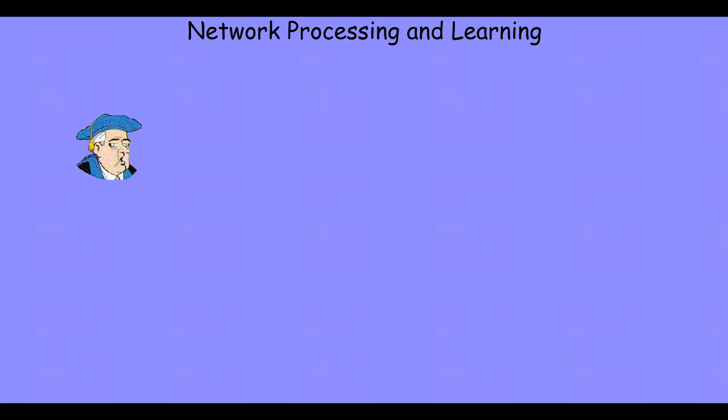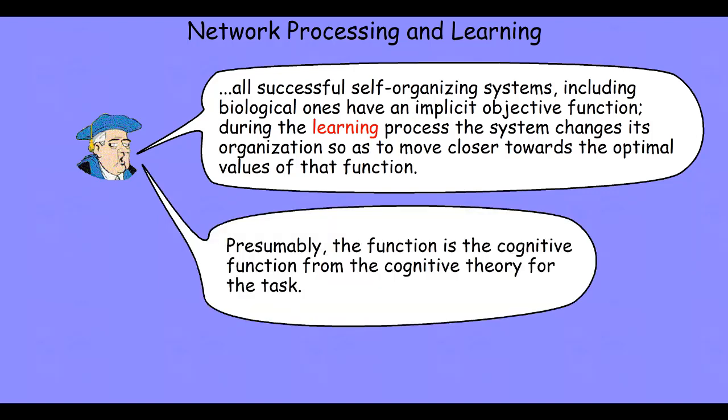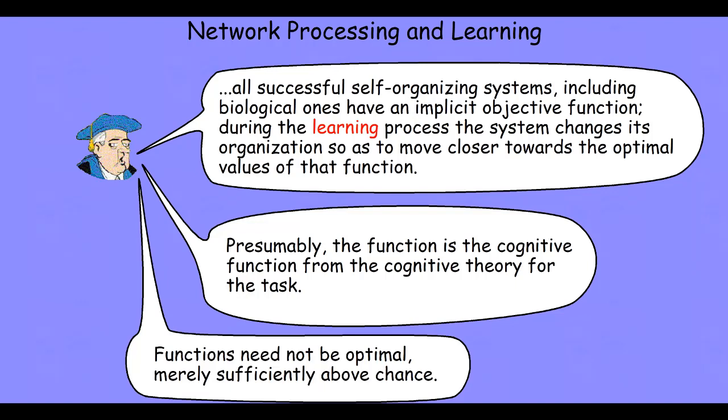What about learning then? Well, all successful self-organizing systems, including biological ones, have an implicit objective function. During the learning process, the system changes its organization so as to move closer towards the optimal values of that function. Presumably, the function is the cognitive function from the cognitive theory for the task. And functions, of course, need not be optimal. They merely need to be sufficiently above chance.